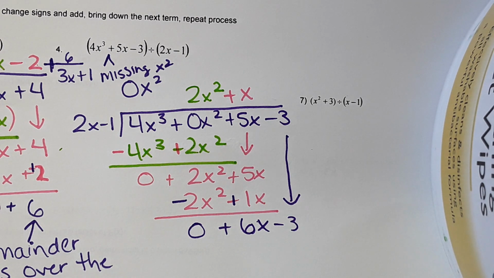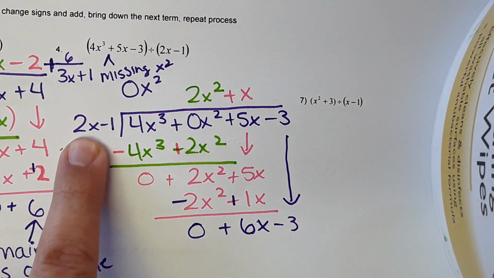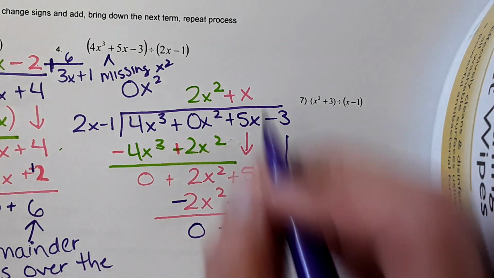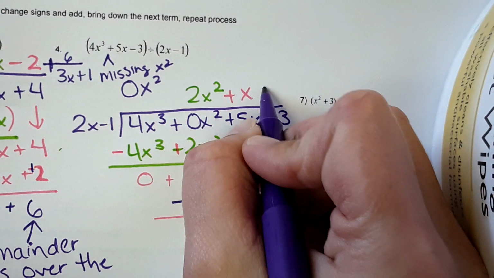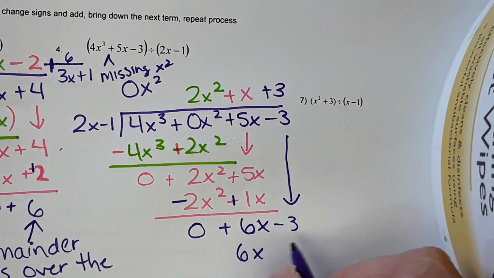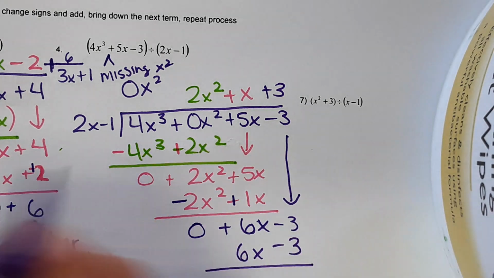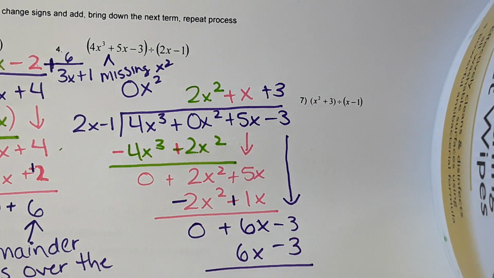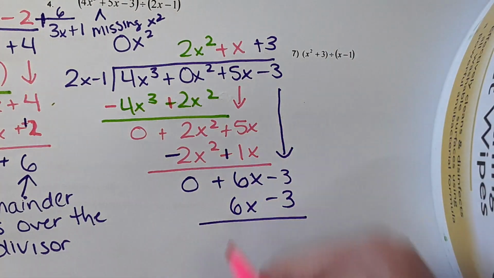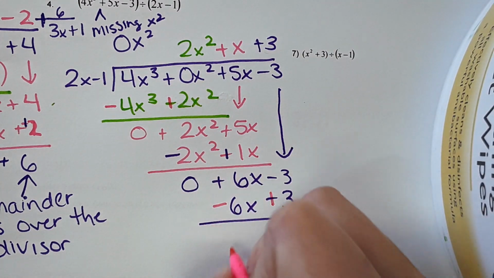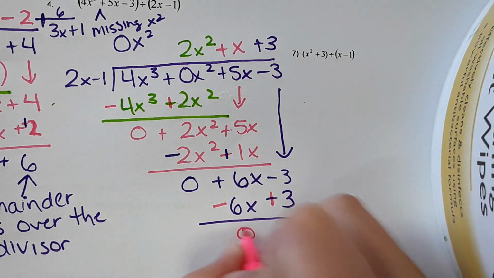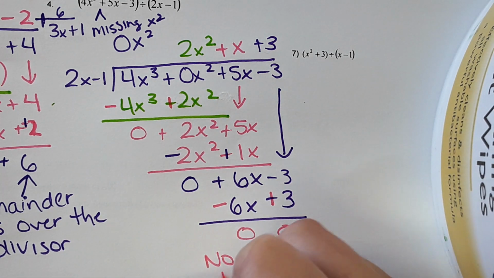And then from here, what do I need to multiply 2x by to get 6x? That would be 3. Add a 3. 3 times this would be 6x minus 3. And it's just 0, 0, so no remainder here.